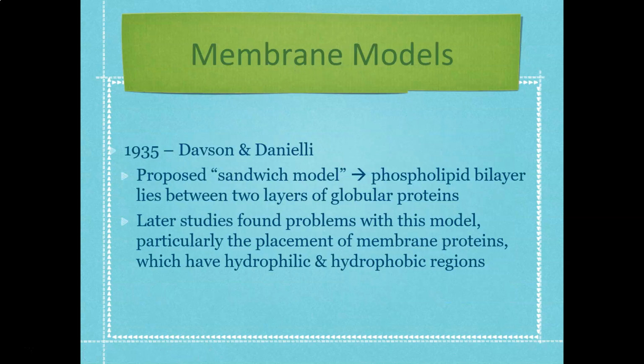So let's talk some history here. We didn't always know what our membranes looked like. It took some study and experimentation to figure that out. And so if we look back into the early 1900s, there were a handful of models sitting around. One that was particularly popular at the time was this model called the sandwich model. And this was developed in 1935 by Davson and Danielli. And this one kind of hung around for a while.